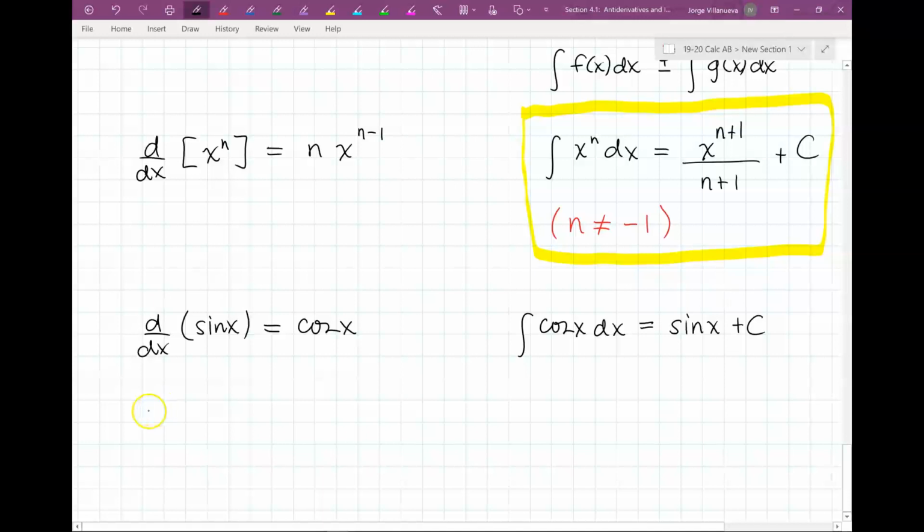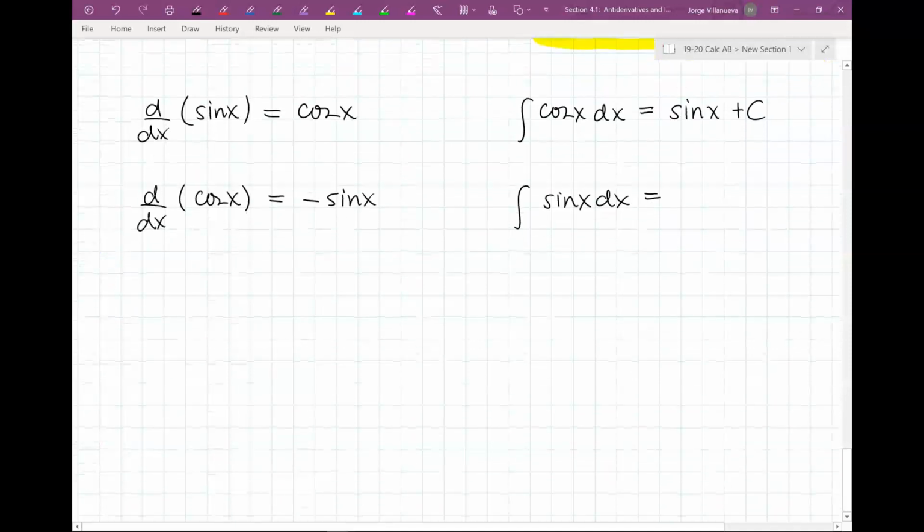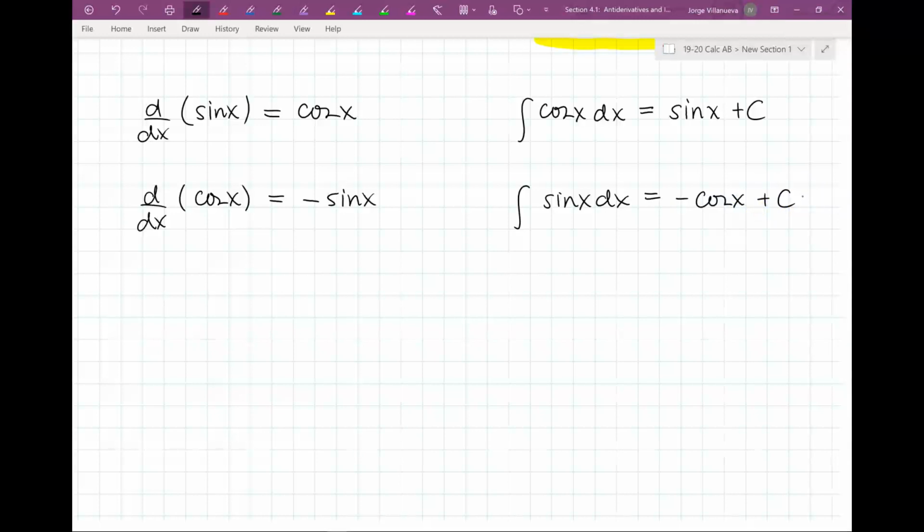The derivative of cosine of x is negative sine of x. Now this one's a little trickier. So the integral of sine of x dx is what? Negative cosine of x. The reason why it's negative is because notice the derivative had a negative, so on the integral it comes out again. Yes, these are things you guys should memorize. All these trig functions for derivatives and for integrals, you have to know them.